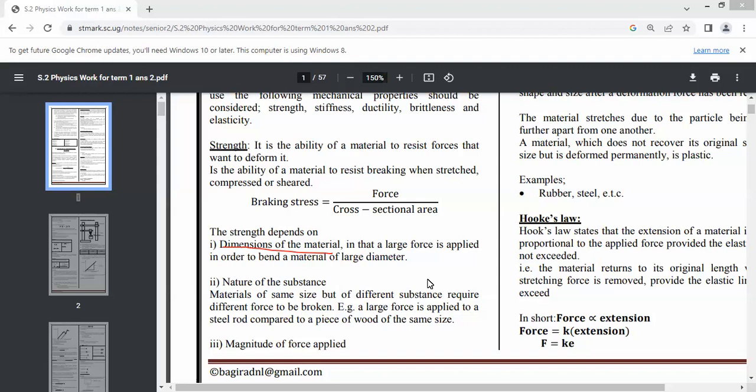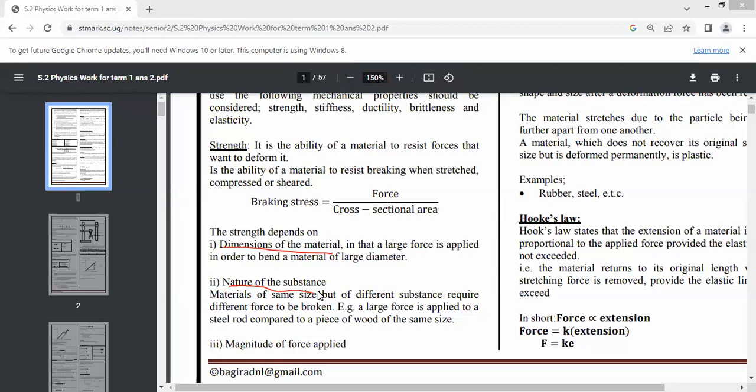Then the other is nature of a substance. What does that one mean? Now, that one means that when I have maybe a metal, it will not be of the same strength as a piece of wood, because the two are of different nature. You'll find out that a metallic rod is stronger compared to a piece of wood. That means that the metallic rod can withstand larger forces compared to a piece of wood if the two are of the same size. That is another factor that affects strength of a material.